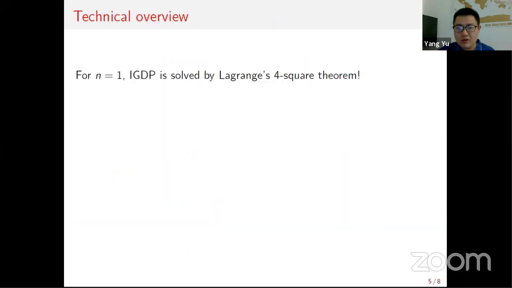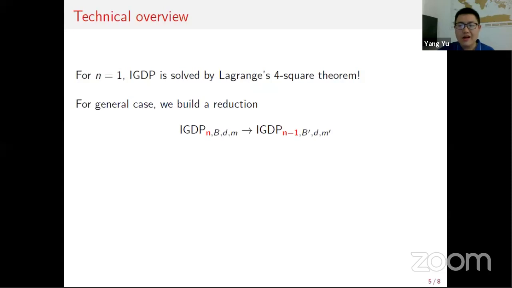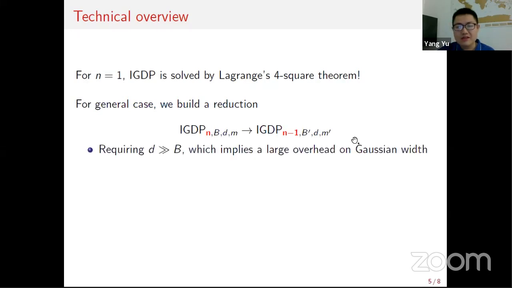And to solve the IGDP problem, we note that for the case n equals 1, Lagrange's four-square theorem actually provides a solution with m equals 4. And for the general case, our idea is to reduce an IGDP instance of large dimension to one of smaller dimension. This can be expressed as this reduction. By this, we can solve some IGDP instances, but this method requires d much larger than b, which implies a large overhead on the final Gaussian width.